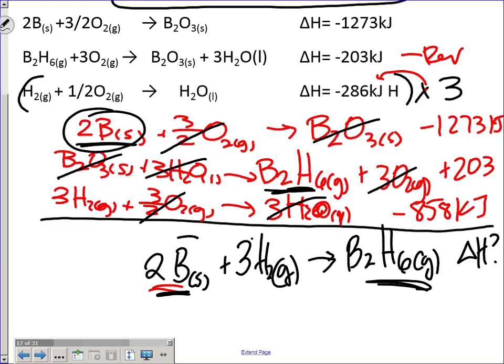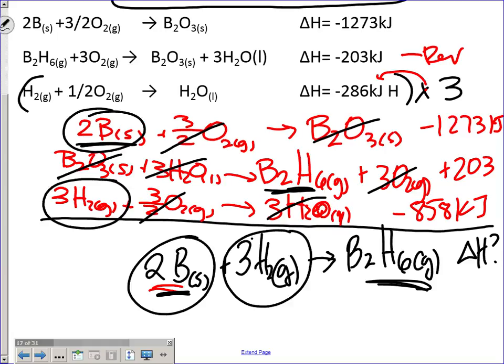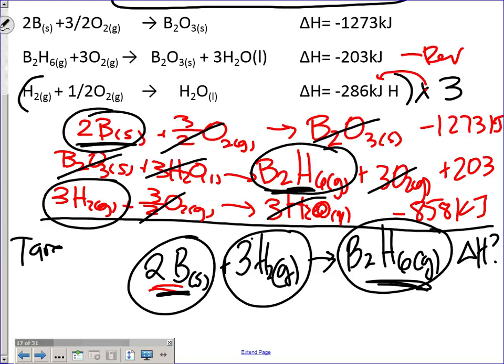2 B's, 3 H2 gases, and B2H6. So then what do I do with these? Add them. So that plus that plus that yields that, whatever that is. Okay, you got Hess's law times 2 under your belt. Indirect, meaning manipulate reactions and add them to make a total target equation. So this is your target down here.